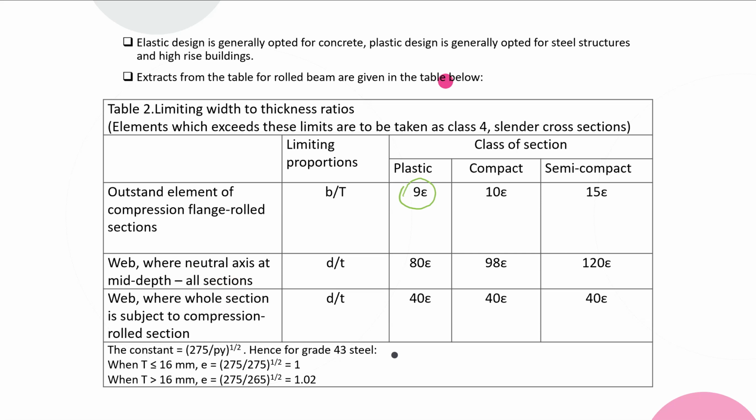So the first one that we normally use is for beam. Okay, the D over T here is for beam. And this one is for column, because it has compression, roll section. Okay, so 40 constant. So compact, semi-compact or plastic, all are the same, 40 constant.